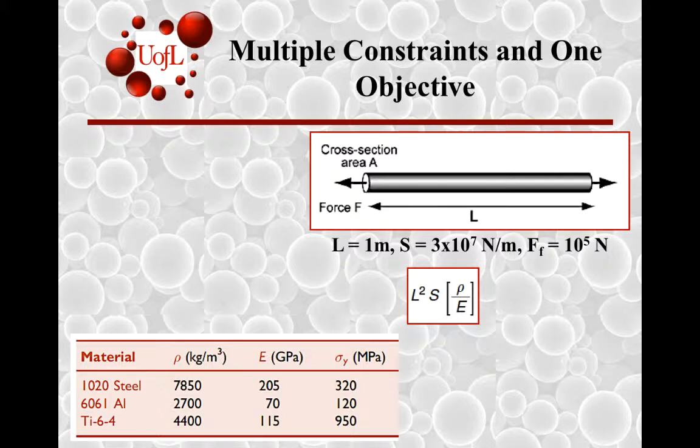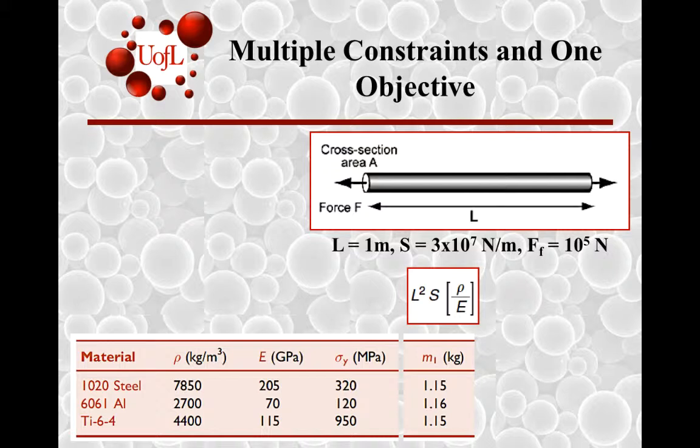So we know that one mass that we can compute based on the stiffness limited design is L squared times S times rho over E. So if you can compute rho over E and substitute for L and S, then you would compute a number of different masses. Give it a try, and it's good to be able to get through the exercise.